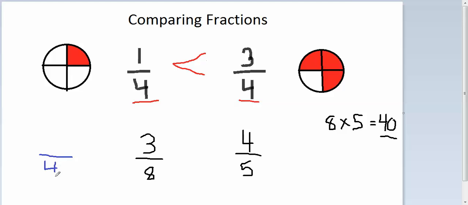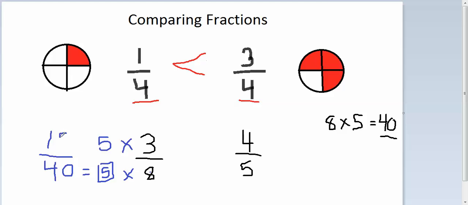So my new fraction is going to have the denominator of 40. So what I'm going to have to do is come on over here and figure out how I got from 8 to 40. So I know that 8 times something is going to give me 40. And since we already found that out all the way over here, I know that 8 times 5 is going to give me 40. Now we already know that whatever we do to the bottom, we must do to the top. So now we're going to do 3 times 5, and we're going to get 15.